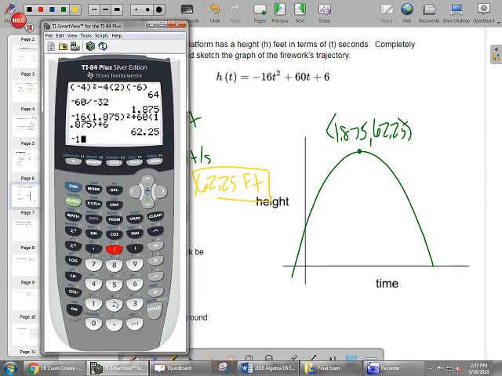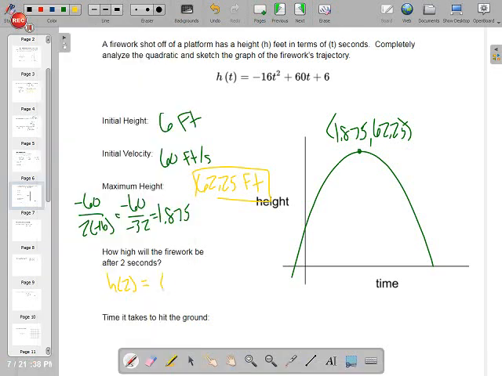So negative 16 times 2 squared plus 60 times 2 plus 6, and I get 62. So it's only come down a quarter of a foot in those 0.125 seconds, so not very far. That's right there. That's 2 seconds. It's 62 feet in the air. I know the initial height, while I'm thinking about it, is 6 feet, so I'll say 0 seconds have passed. We're at 6 feet in the air. The last thing I want to know is when does it hit the ground?